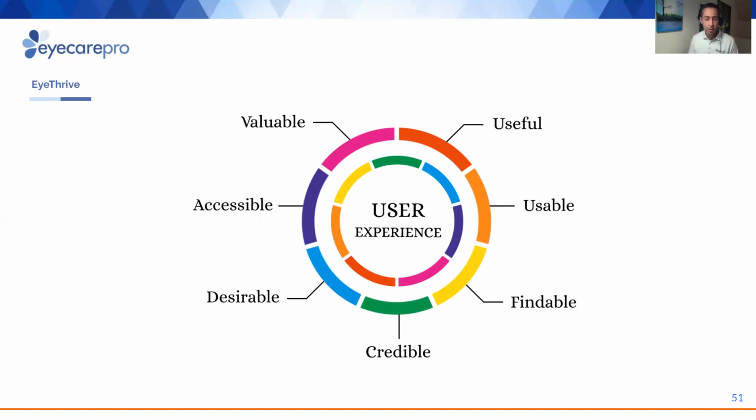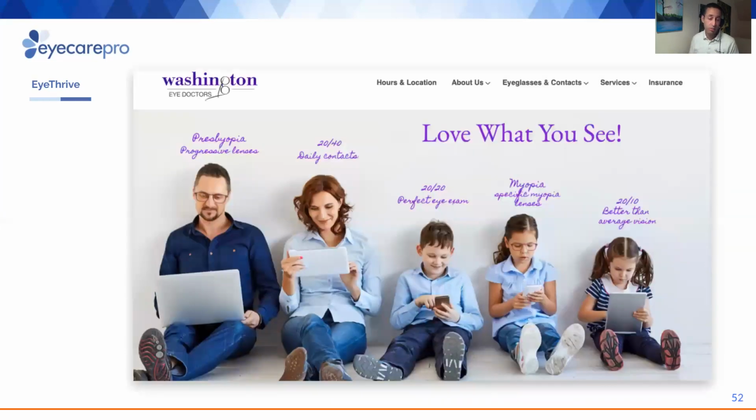So we need to embrace the new SEO and jump into some great examples of user experience. First up, here's a practice that we work with, two blocks from the White House, it turns out. Now they have a beautiful website, Washington Eye Doctors. And the website does a great job of communicating value to visitors. You can see right away they're segmenting their audience, targeting part of the market segment, the second you hit the homepage.